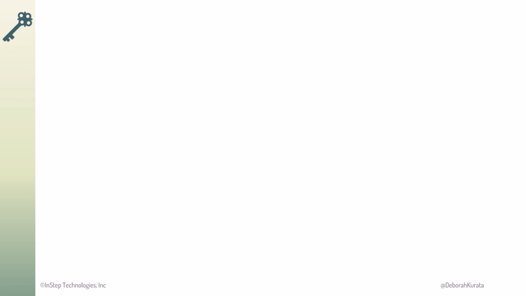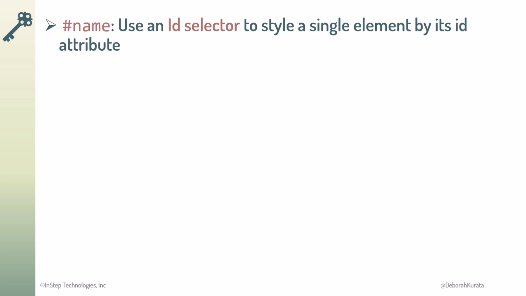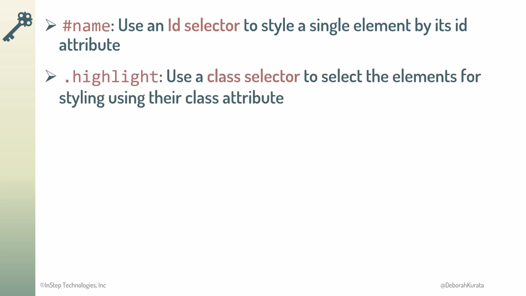So, we covered several additional selectors for identifying elements for styling. Use the hash or # for an ID selector. An ID selector styles a single element, selecting it by its HTML ID attribute. Use a dot or period for a class selector. A class selector gives us control over exactly which elements are selected for styling using the HTML class attribute. The class selector selects each element with the specified class attribute value.